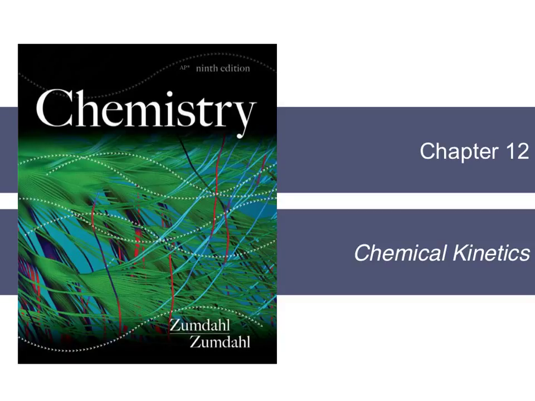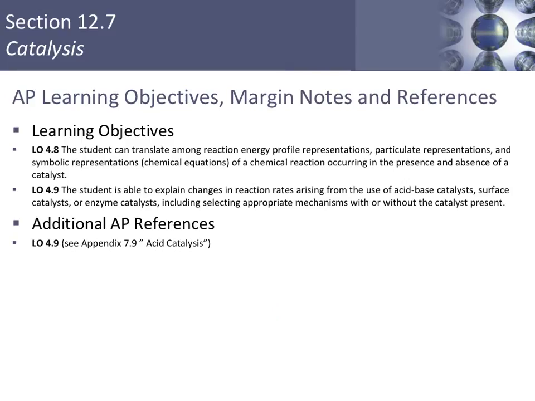In this video, we will discuss section 7 of chapter 12. It's about catalysts. Here are the learning targets for this section. We will be looking at energy profile representations and the presence or absence of a catalyst. And we will look at how reaction rates change when we use catalysts.